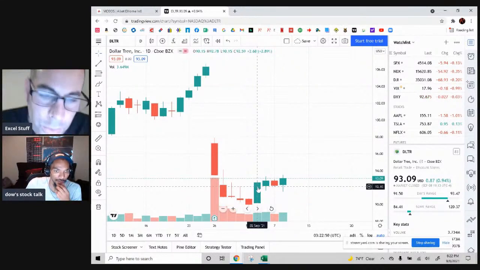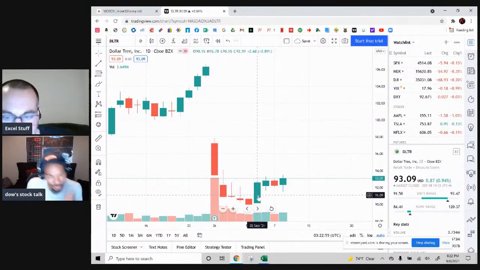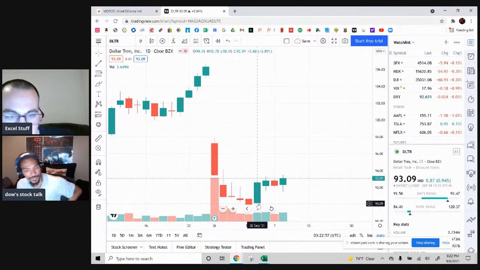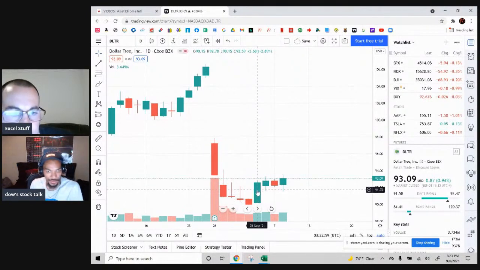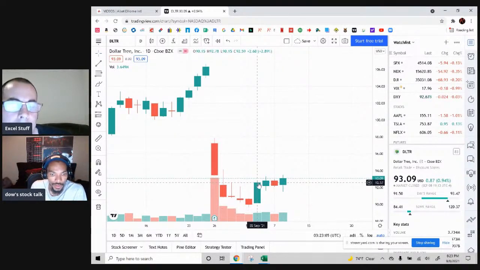But how do they know what point to start the wick? So it opened at 90.15, which was the bottom of the candle. Right. And then it was a high of 92.78. Oh, it closed. Okay, it closed at 92.59, which is the top of the candle. Correct.